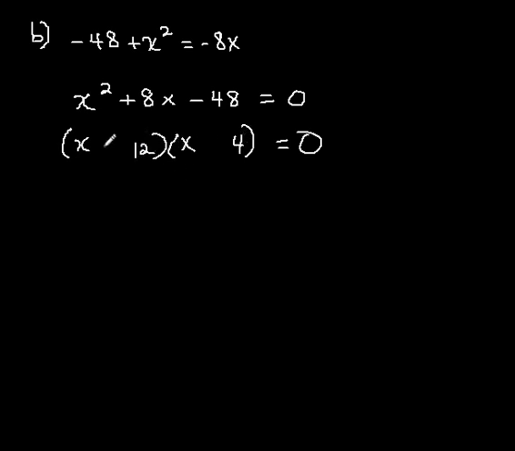And it's going to be plus and minus because we need our bigger one to be positive, so outer would be negative 4x, inner is positive 12x, that gives us 8x, so we get x plus 12 equals 0, x minus 4 equals 0, x equals negative 12, and x equals 4.